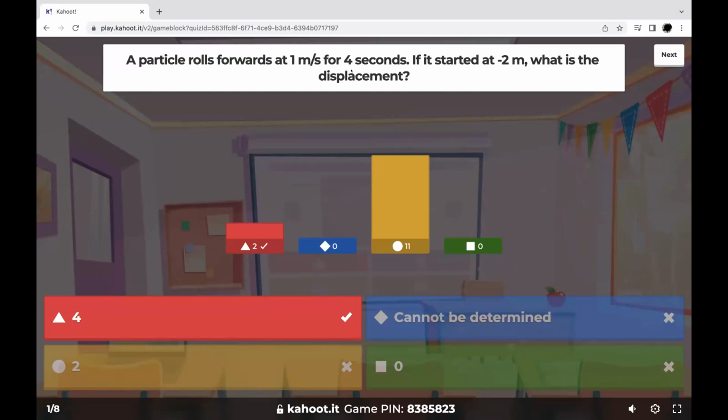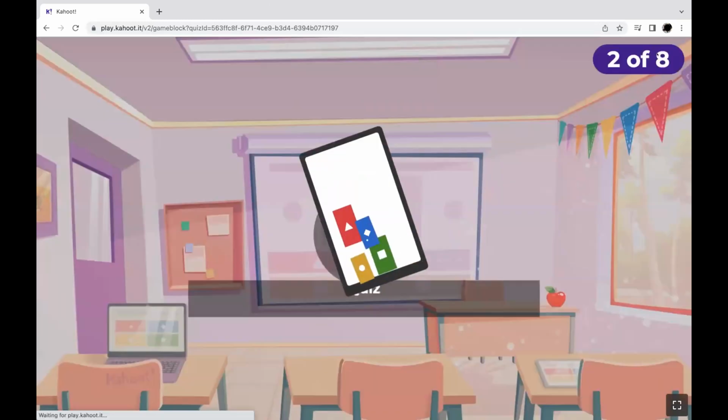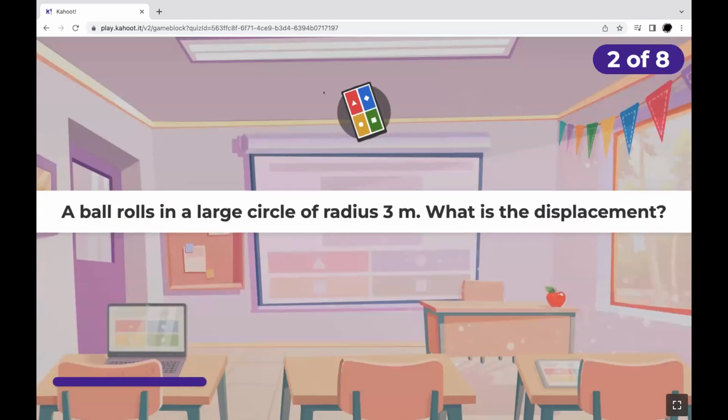Displacement is how far you are from your starting position. It doesn't matter where you started. If I simply didn't include the starting point, the answer would still be 4 meters in this case. Oh, that went too fast. Whoops. Okay, we'll look at the score a little more after.